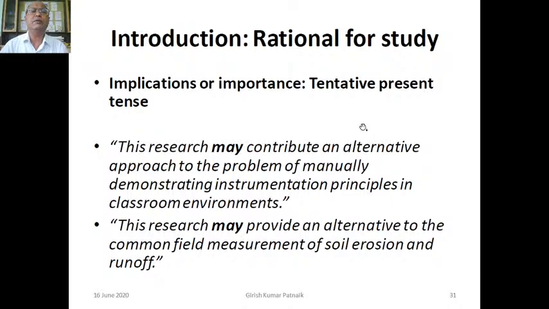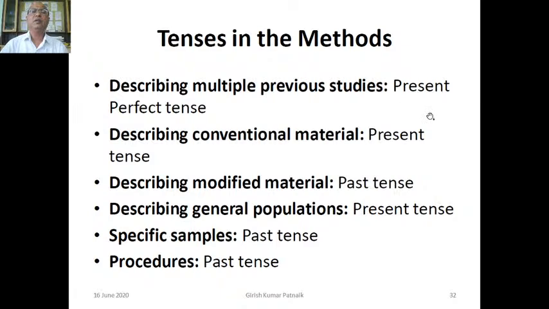So this is my rationale for the study. That is what I spoke about in the introduction. Now let us look at the methods, because this is the core part. Methods, results, and discussion are the three core parts of any paper, and they should have scientific quality. In addition to the scientific quality, in the English words we should be very, very careful while using the verbs.